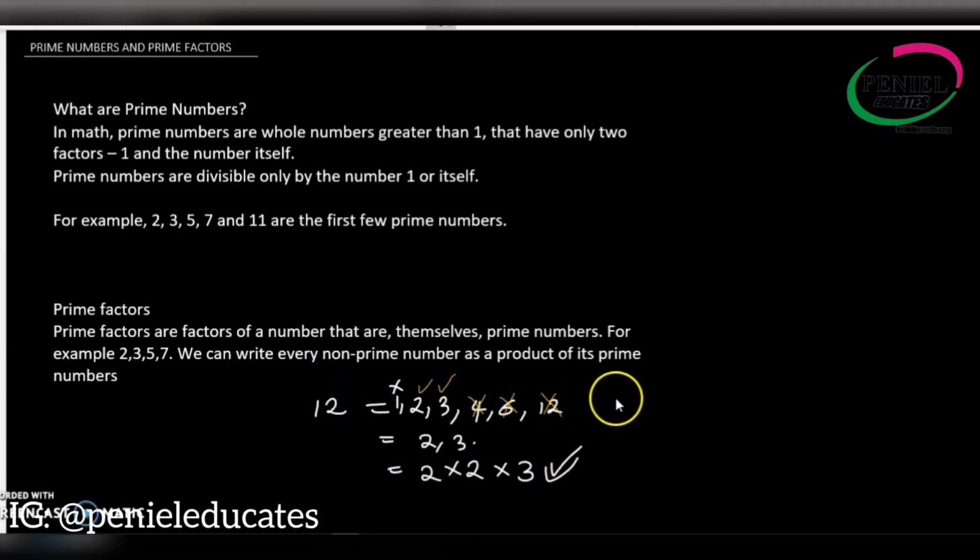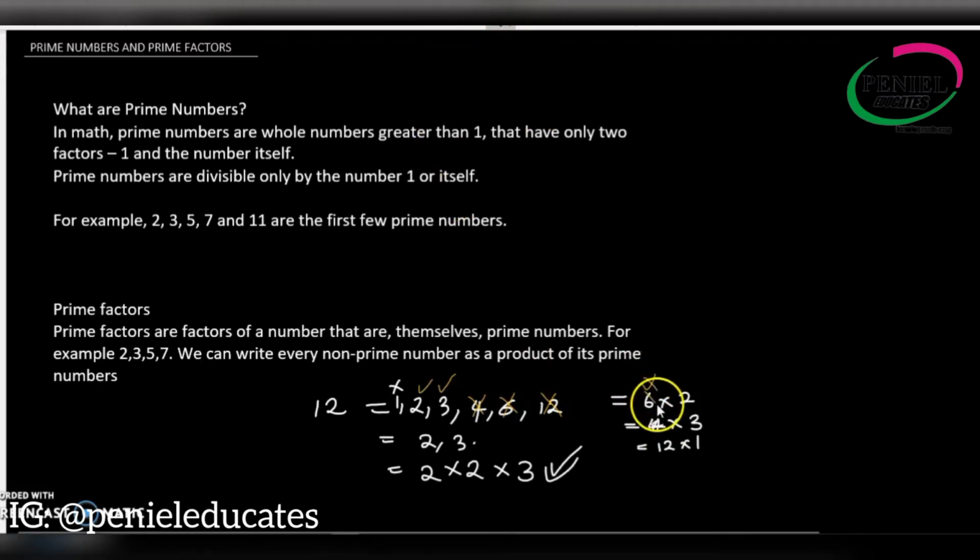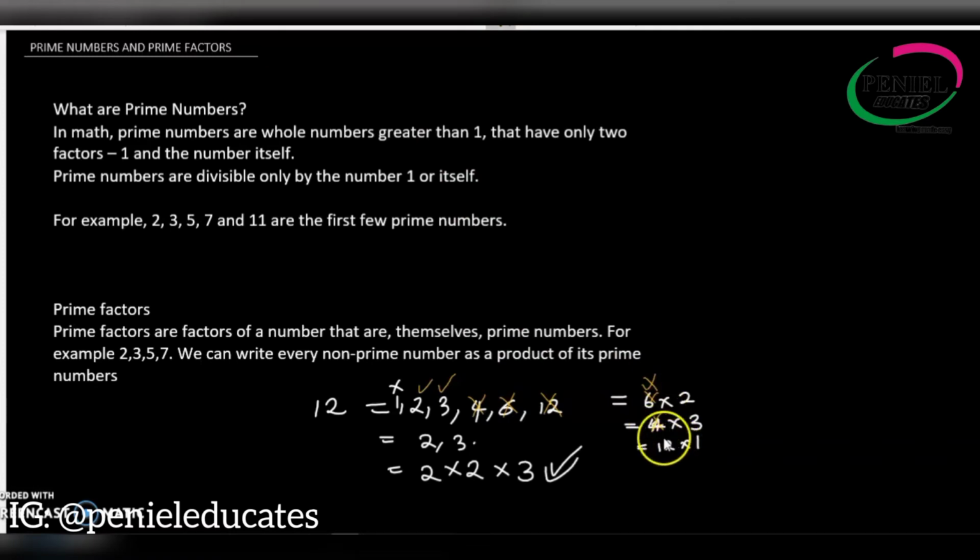So we only have prime numbers as the product of 12. Don't forget that we can also have 6 multiplied by 2 as 12, 4 times 3 as 12, 12 times 1 as 12, or 3 times 4. You can have several products as 12. But here we have non-prime numbers: 6, 4, and 12 are non-prime numbers. So to express 12 as a product of its prime numbers, this is what the answer should be.